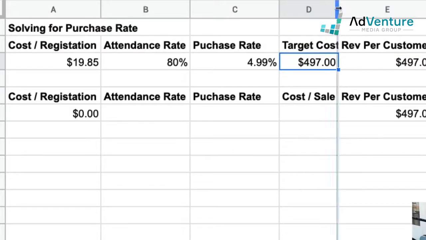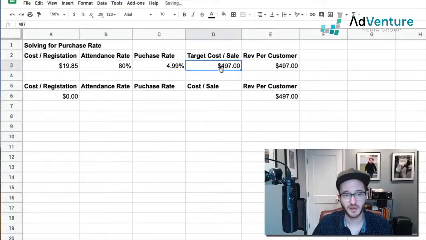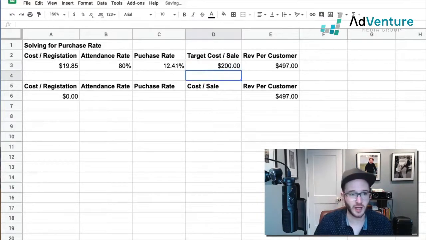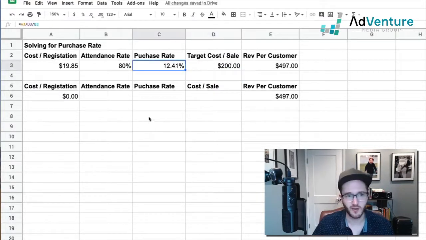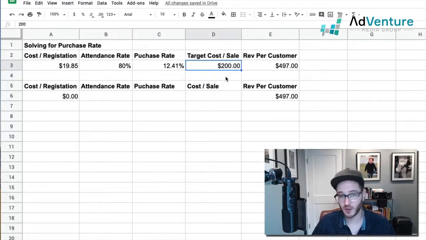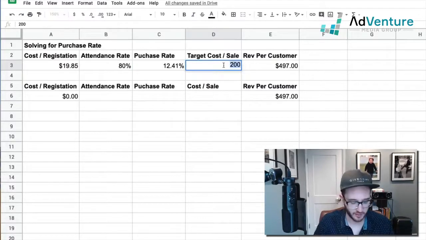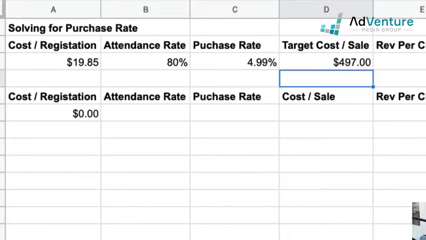My target cost per sale is the same as my revenue because I'm looking to see if I could break even here. And if I wanted to target a $200 cost per sale, you can put that in and look. It updates the entire formula. I would need a 12% conversion rate, 12.5% conversion rate to get sales at $200 a sale to be profitable in that range. But I was solving for break even, so I'm putting in the same number. So that's how you solve.